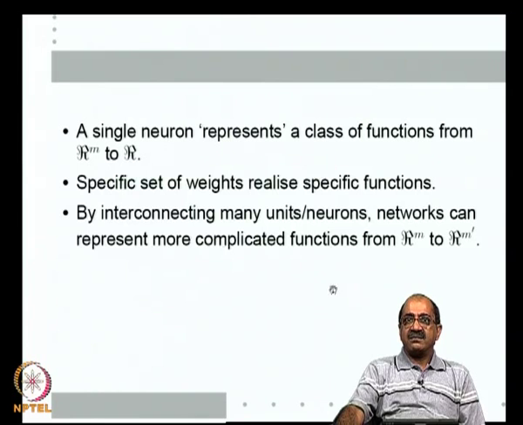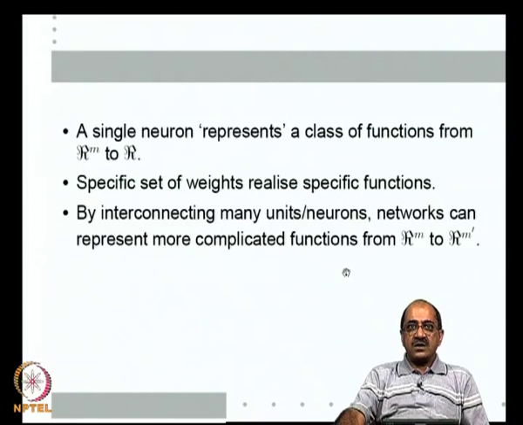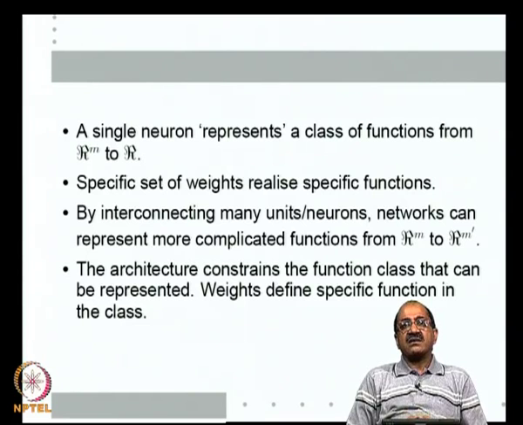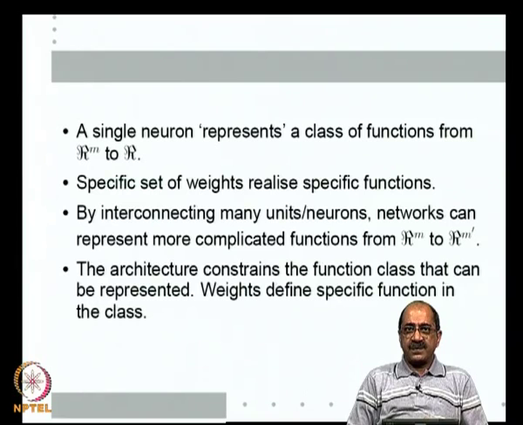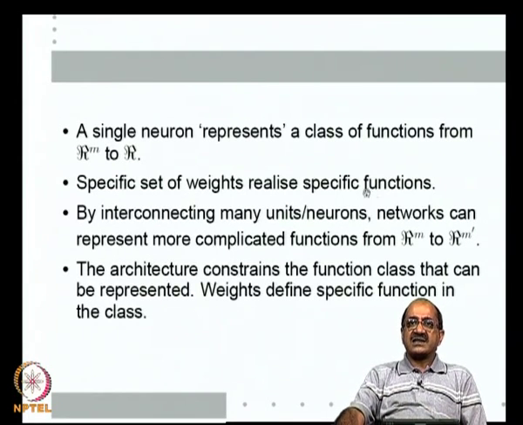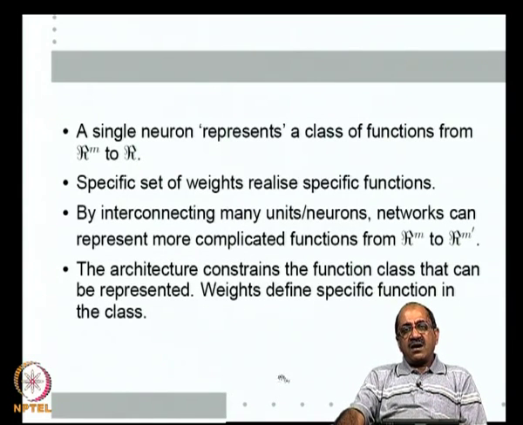By interconnecting many neurons, we get more complicated functions from R^m to R^m'. We have seen an R^2 to R^2 function network. So, we can get more complicated models that can represent functions from R^m to R^m'. The architecture of the network will of course constrain the function class that can be represented. We will look later at what kind of architecture can represent what function classes, but it is reasonable to assume that the architecture constrains the class of functions that can be represented, whereas specific weights define a specific function within that class.